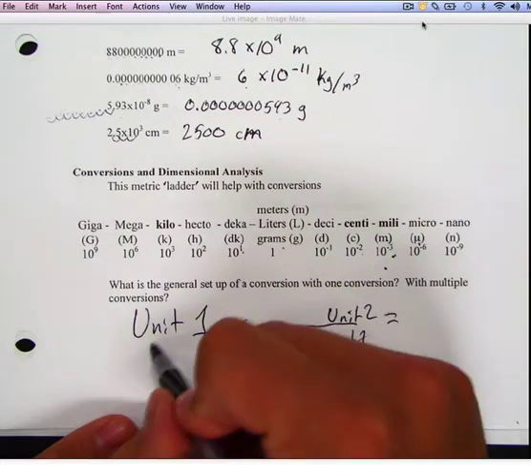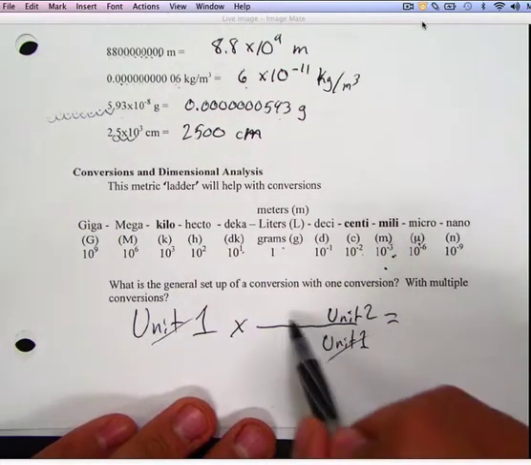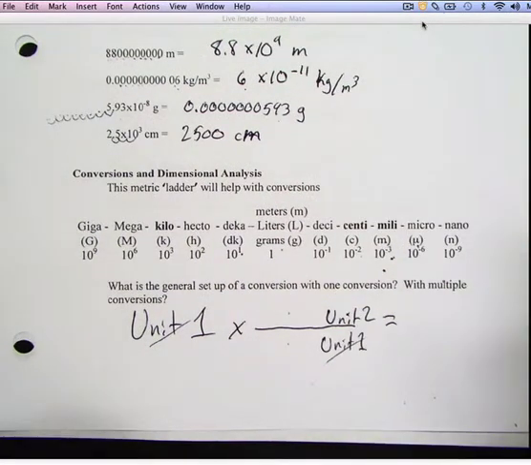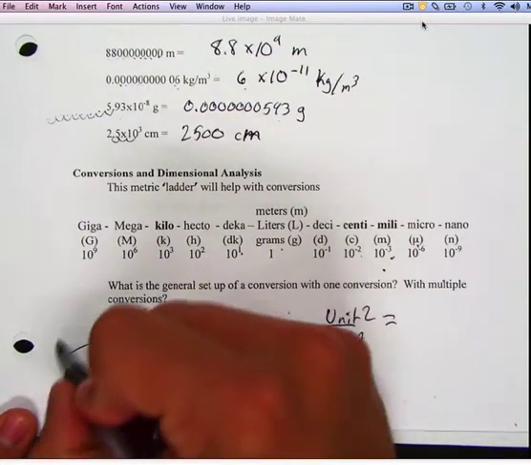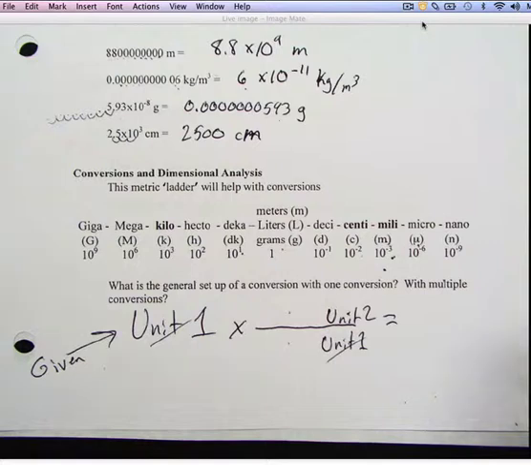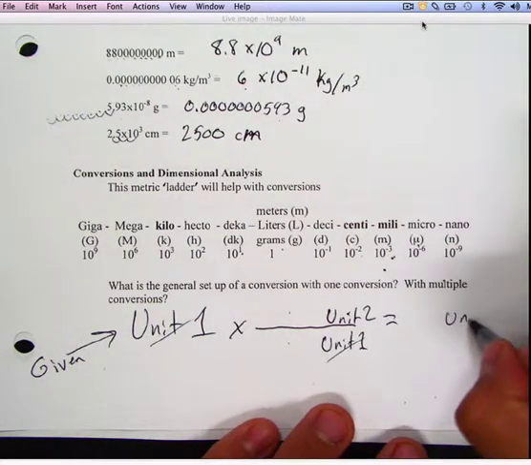Unit 1 will cancel out, and then depending on where the bigger number is, if it's on top, you multiply, if it's on the bottom, you divide. All right, this number right here will be your given. In other words, what's given to you in the problem. And this out here is what you're trying to find or figure out.